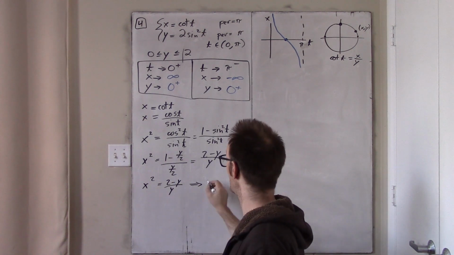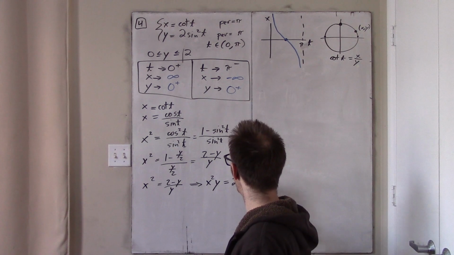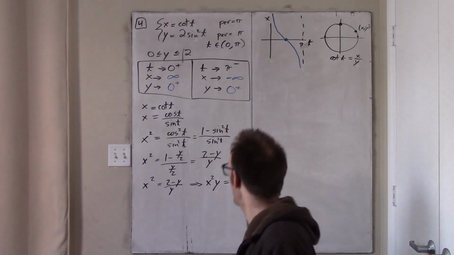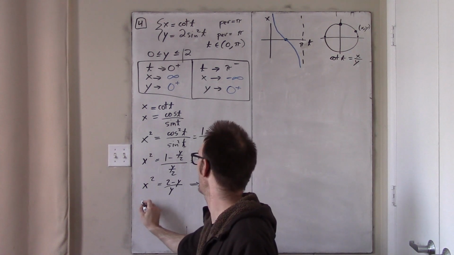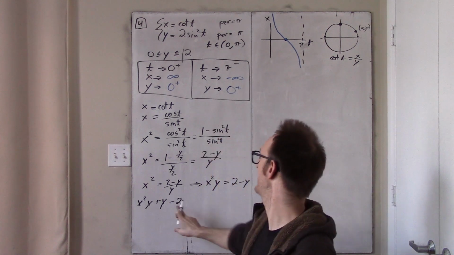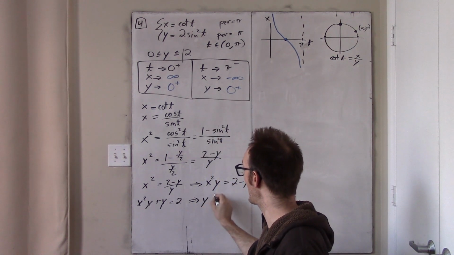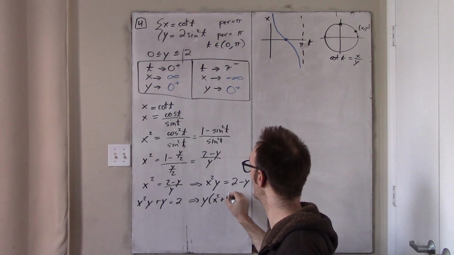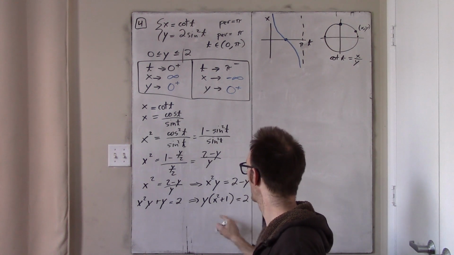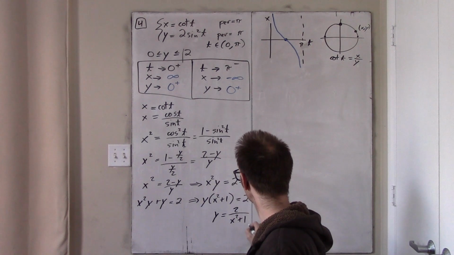So maybe multiply both sides by y, and we get x squared y equals 2 minus y. Well, I have a y-equals bias, so I think I'm just going to solve for y. And if I do that, I get x squared y plus y equals 2. Now I see what to do. This is going to be y times x squared plus 1 equals 2. And so my final answer is y equals 2 over x squared plus 1.